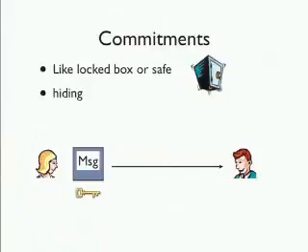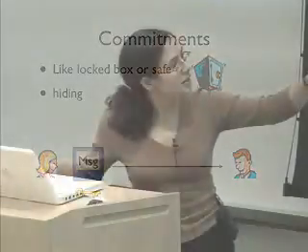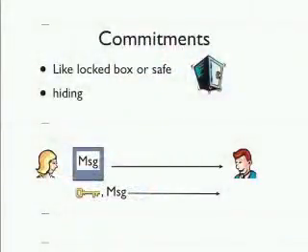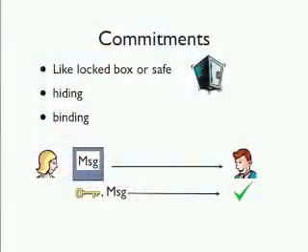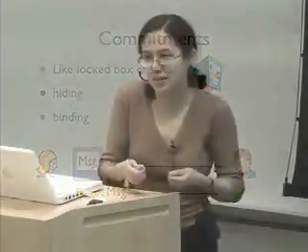That's called the hiding. At some later point, she can decide to send over the key to the box and the message, and Bob can confirm that the message was actually what she put in the box to begin with. And so we say that once Alice puts something in the box, she shouldn't be able to open the box to any other message.